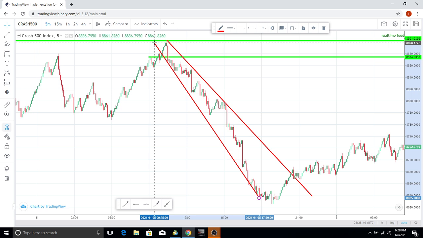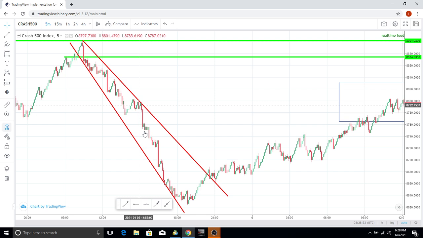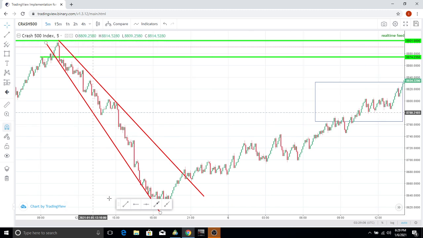Here we are. You see how the market is going in this channel all this while, going up and down, up and down. Now look, something happened here, guys. The market came up, it crossed the trend line and closed above the trend line here.